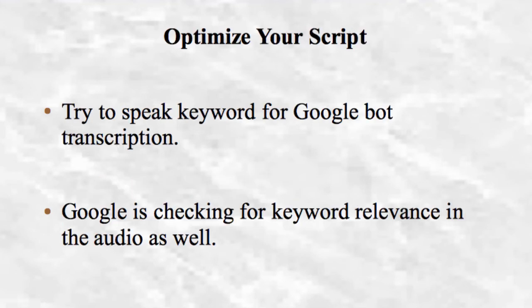It's also great when you optimize your script and you have your keyword that's spoken in your script, and you try to speak the keyword for Google bot transcription. Google is checking for keyword relevance in the audio as well, so they'll recognize when you have those keywords in there, so that also helps your ranking. And if you've noticed at the beginning, I made sure to speak a couple of my keywords, and when you're doing a product name keyword, it's very easy to speak your keywords naturally.